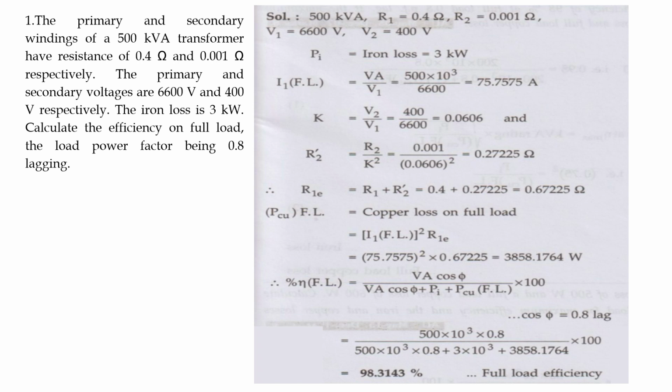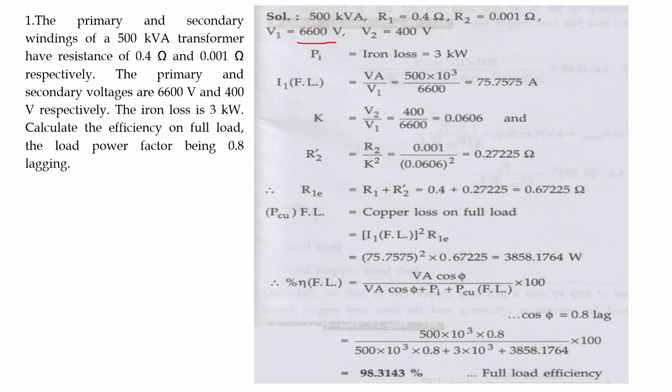So the given data are the capacity of the transformer, which is nothing but the output power, and the primary winding resistance R1 is 0.4 ohm, R2 is 0.001 ohm. From the data, the primary voltage is 6600 volt and secondary is 400 volt. So from this we can calculate the value of K. As we know, K is equal to V2 by V1. That is going to be the K value.